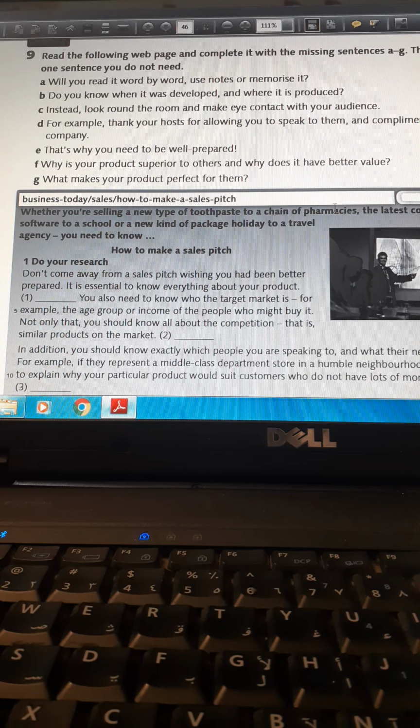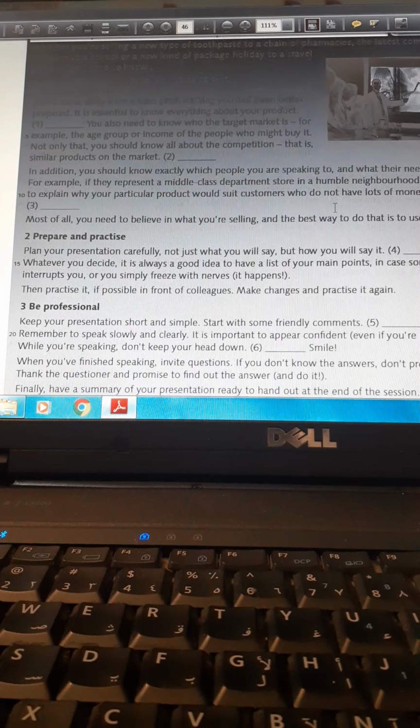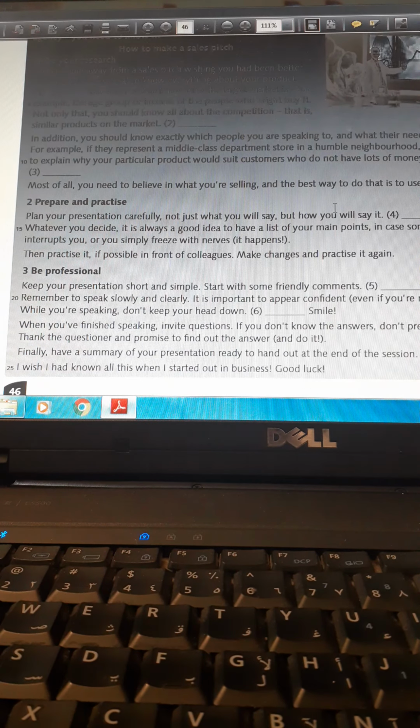بدي أمدح شركتهم. It's a good way to be friendly. Remember to speak slowly and clearly.